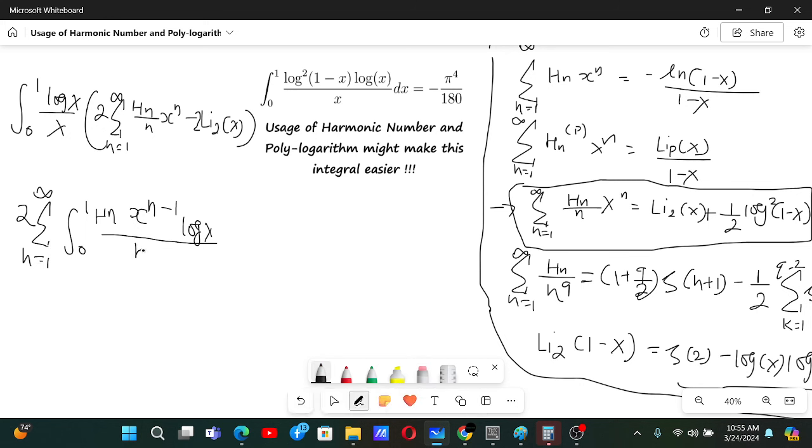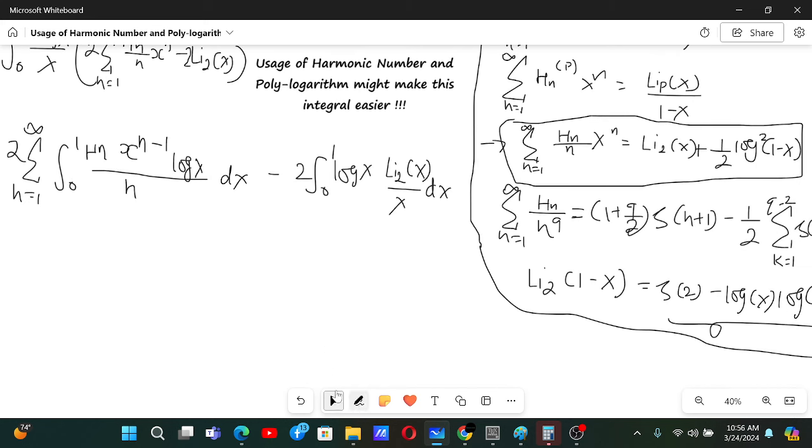By n, and then dx. And similarly, over here, minus 2 integral from 0 to 1 of log x li2 of x by x dx. First of all, let's check if this is correct or not. Hn x to the power n minus 1 by n log x, 2 is there, fine. And over here 2 integral, again fine.